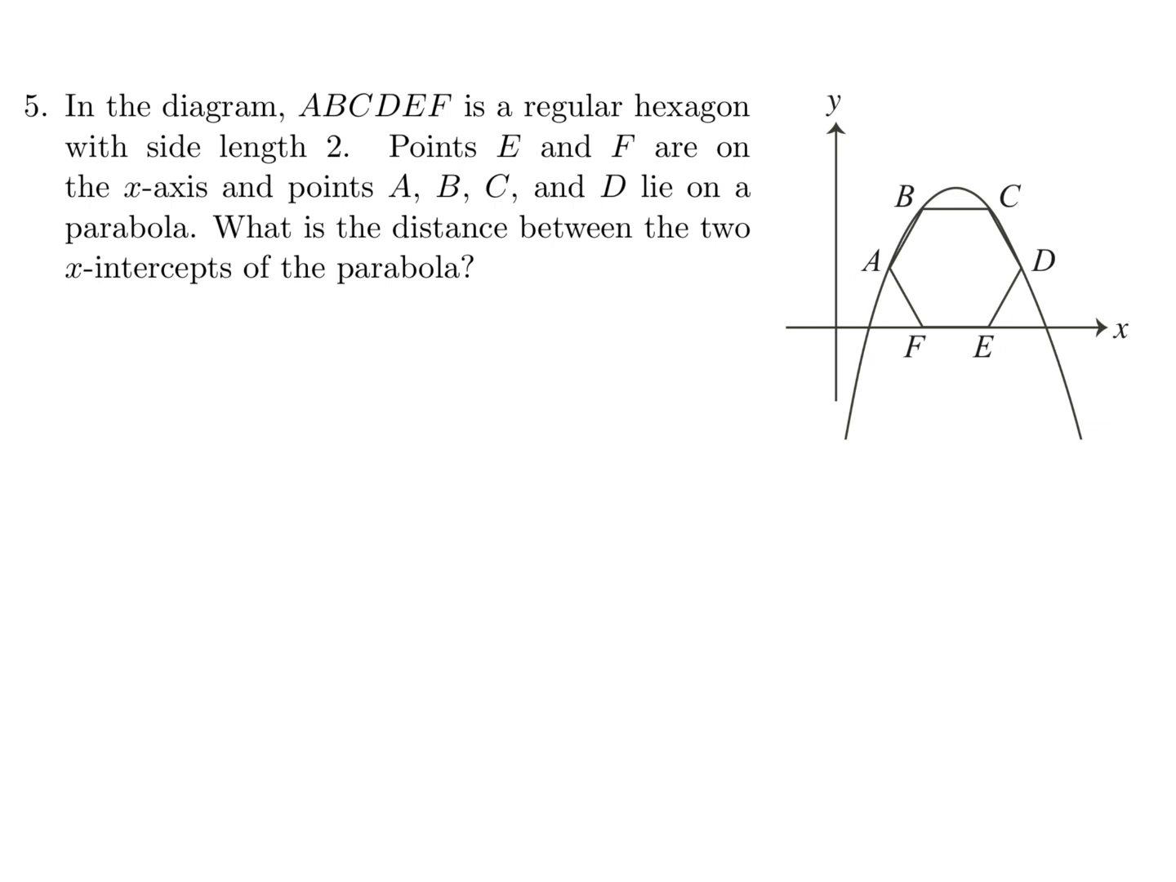In the diagram, ABCDEF is a regular hexagon with side length 2. Points E and F are on the x-axis, and the points A, B, C, D lie on the parabola. What is the distance between the two x-intercepts of the parabola?